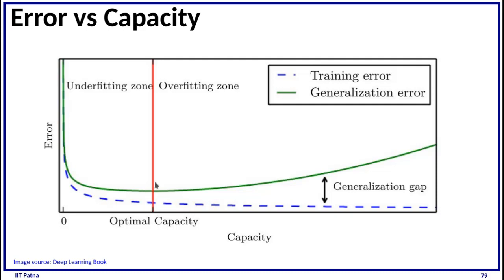On this optimal capacity line, if I choose a model to the left of this point, it will underfit. And if I choose a model somewhere here, where my generalization gap is too high, we call it the overfitting zone.